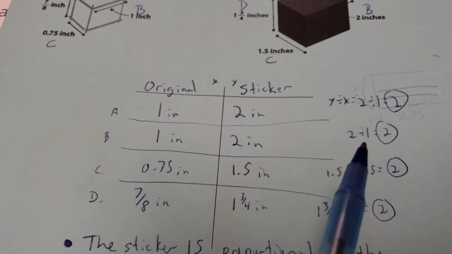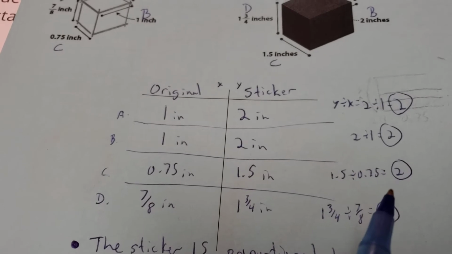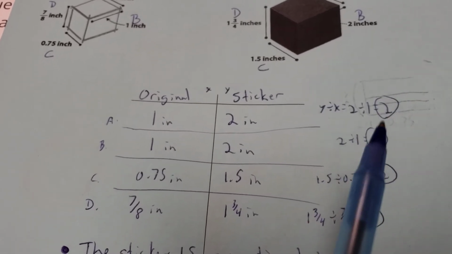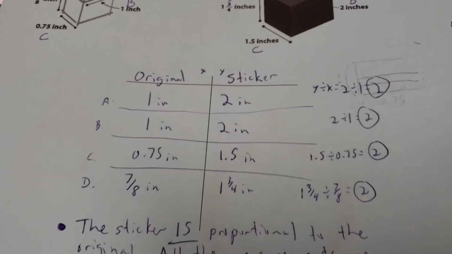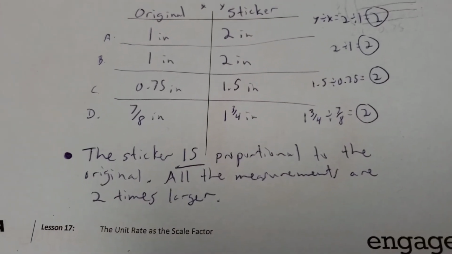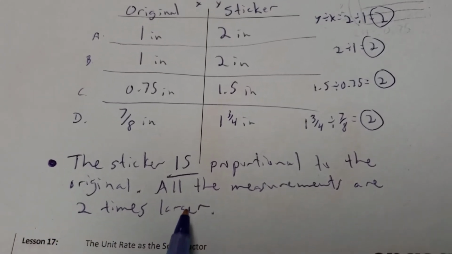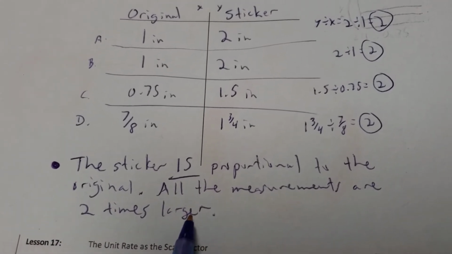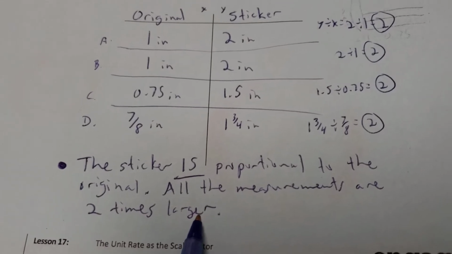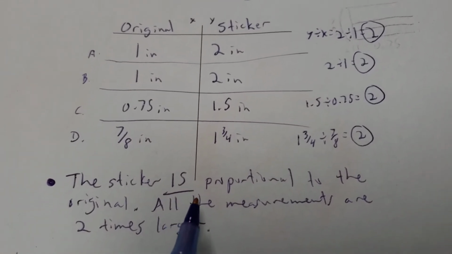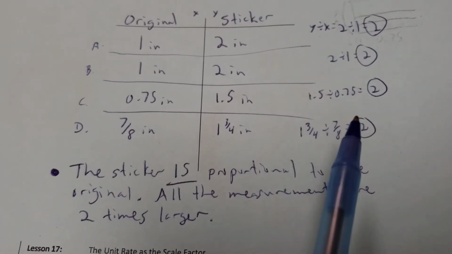2 divided by 1, 2 divided by 1, 1.5 divided by 0.75, 1 3/4 divided by 7/8. You're going to get 2 for all of those. So I would say the sticker is proportional to the original because all the measurements are 2 times larger. So as we went from the first picture to the second picture, we do have a proportional relationship growth. The scale factor is 2. It grew twice as big.